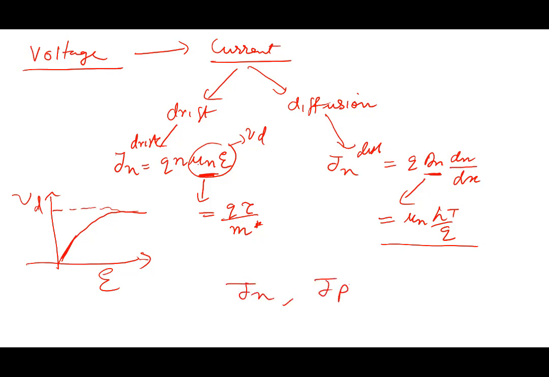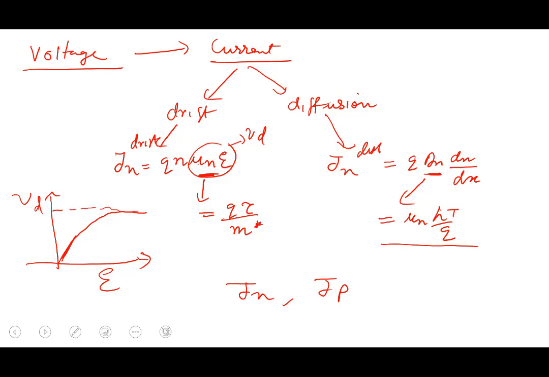Where do we go from here? We have the Jn expression and the Jp expression. We know each has a drift component and a diffusion component. These are the two ways in which current flows, drift and diffusion. Do we have all the information now? Where do we go from here? Conductivity. Conductivity comes in from here. When I write Jn is Q n mu n E, conductivity comes from there.